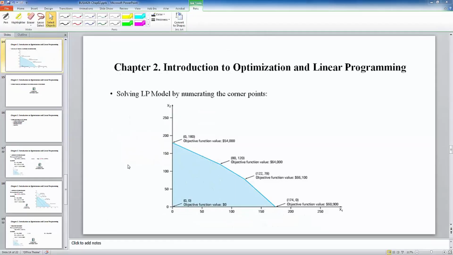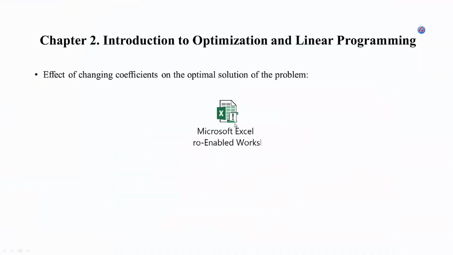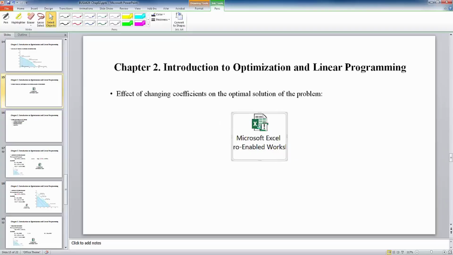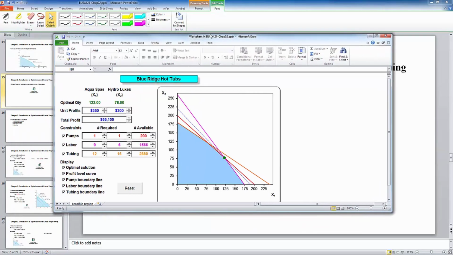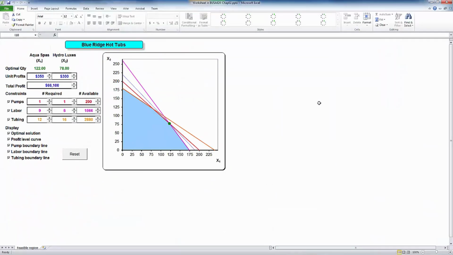So far we investigated one problem. Now we want to see what will happen if we change any of the parameters, including the coefficients of the problem we investigated. You can download this file from the web page of the course, which shows the problem we investigated so far.